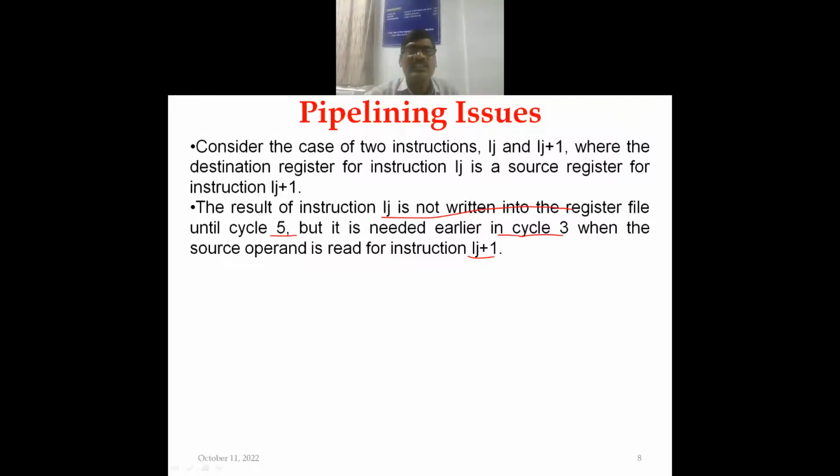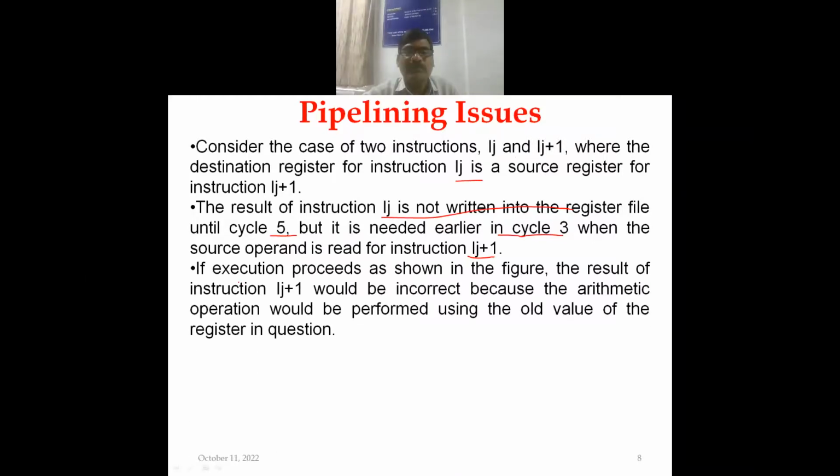So the destination register for ij is the source register for the ij plus 1 instruction. That is, the output of the ij instruction becomes an input for the ij plus 1 instruction. Then what will happen here? Until clock cycle 5 is completed, the output of the ij instruction is not available. So the ij plus 1 instruction is going to read the old value, so it will not perform the correct computation. The ij plus 1 instruction would be performing an incorrect arithmetic operation because of using the old value.